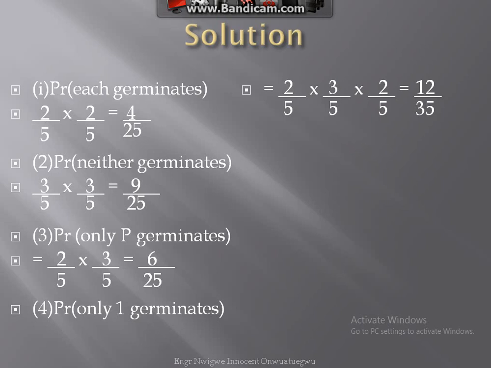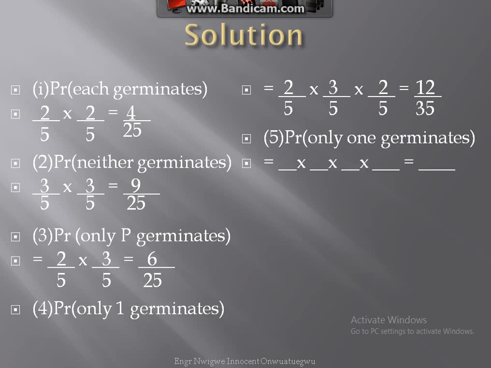For the seeds S, Y, Z, only one germinates. If one should germinate, we will have, out of the 3 seeds, the one that germinated is 2 over 5, times the ones that did not germinate: for Y it is 3 over 5, for Z it is 3 over 5, times 3 for the arrangements, which will give us 54 over 125.